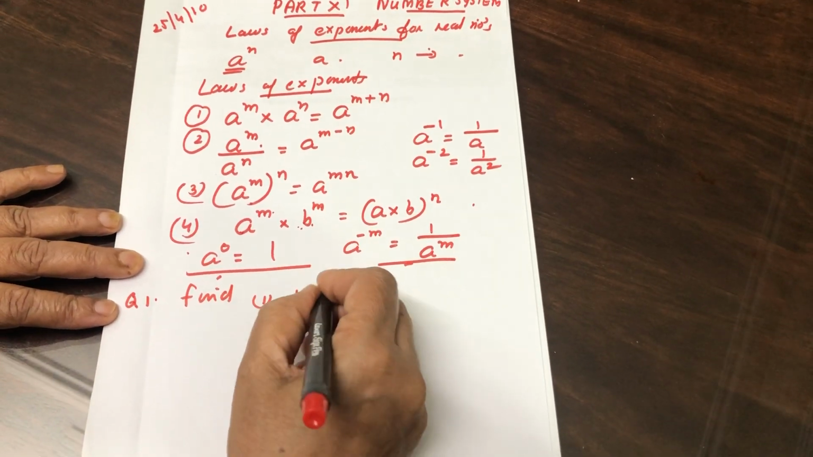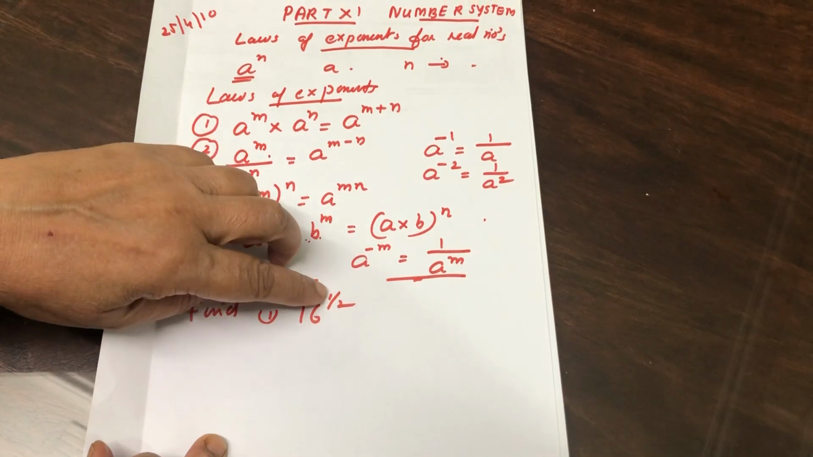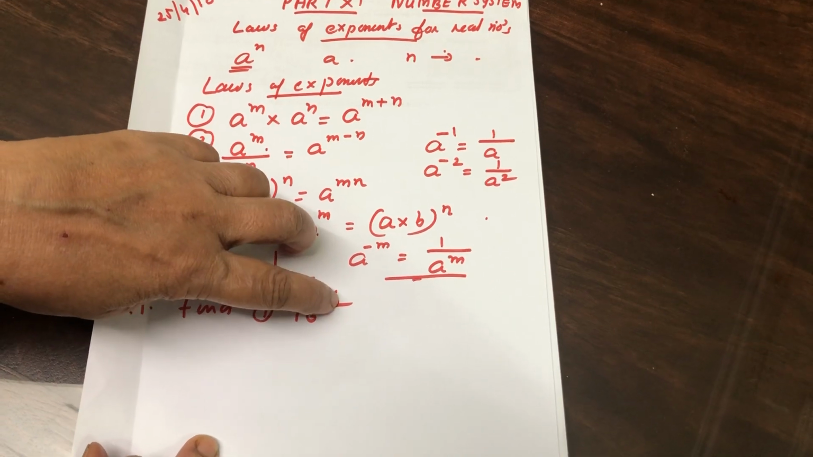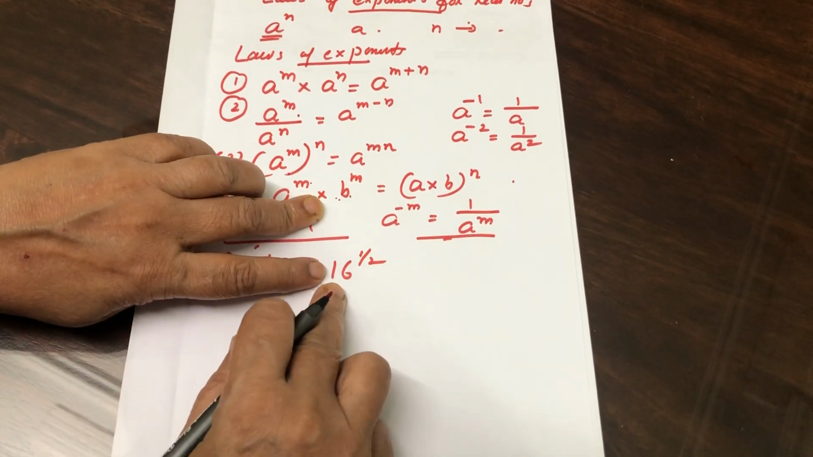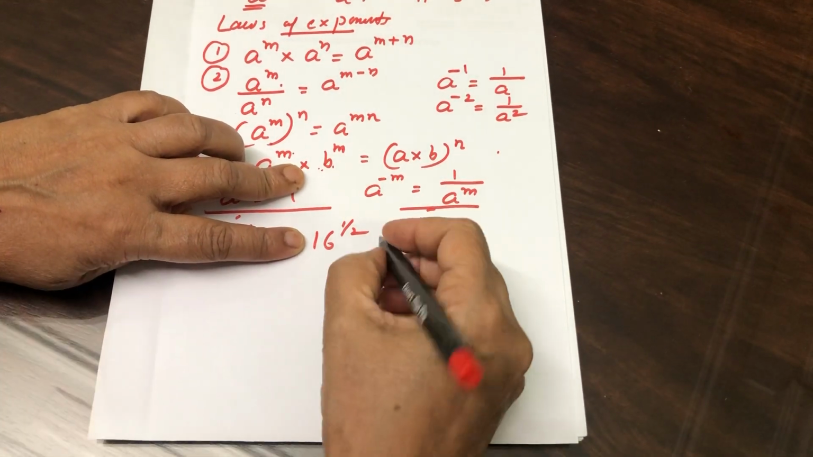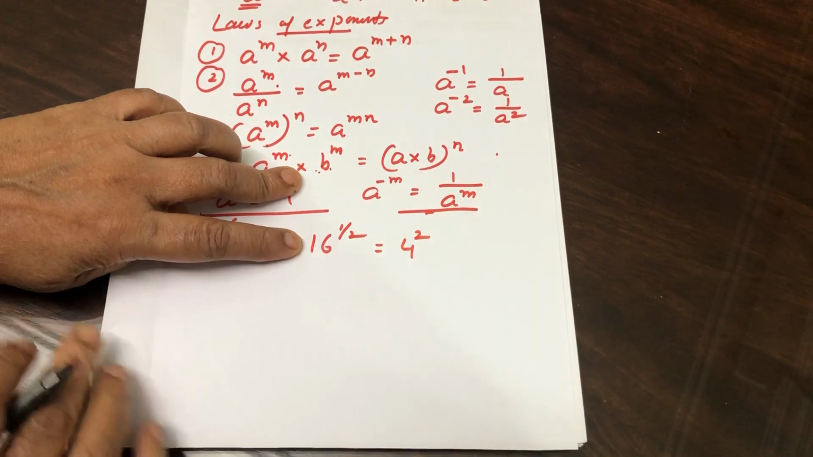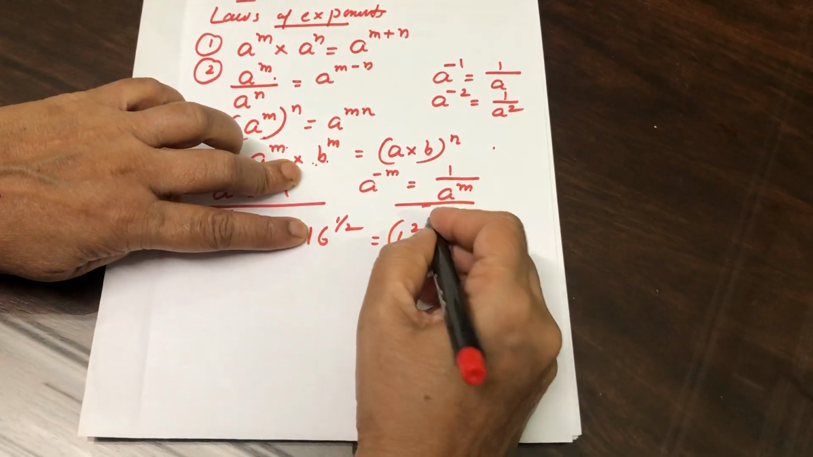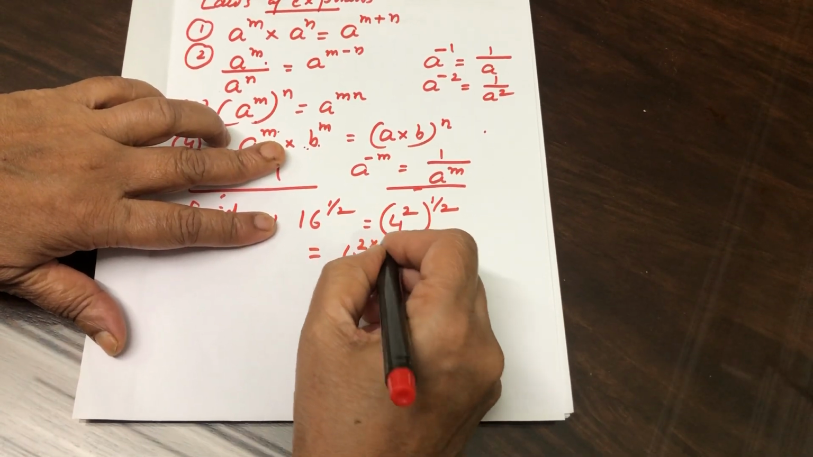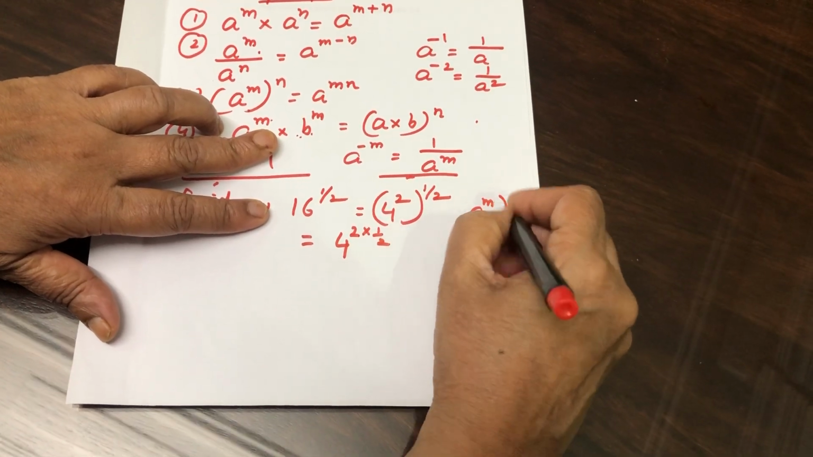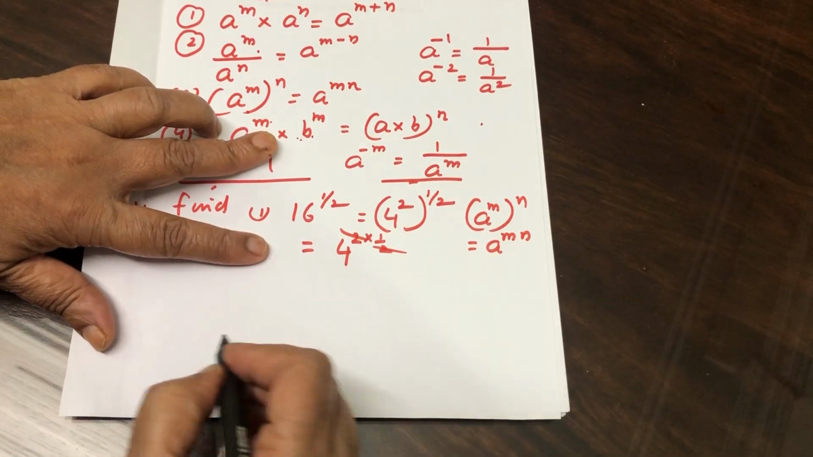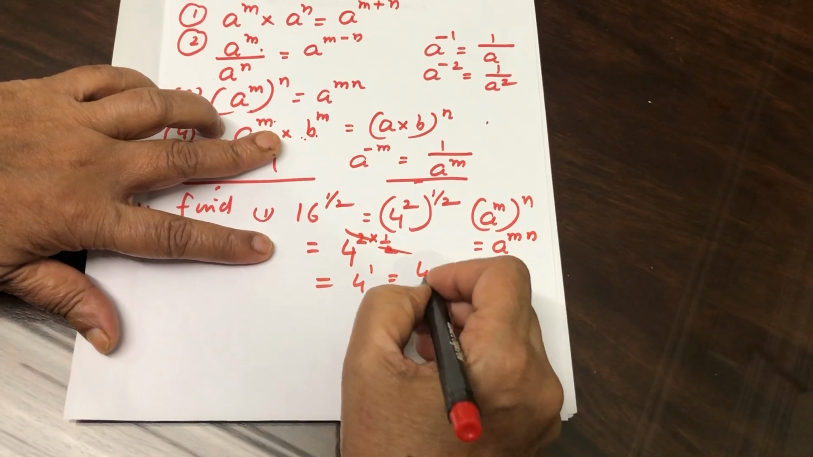first one, 16 raised to 1 by 2. Here the exponent is 1 by 2, and 2 is in the denominator. So if possible, you write this base as a power of 2, therefore you can cancel this 2. You know 4 squared is 16. The whole raised to 1 by 2 can be written as 4 raised to 2 into 1 by 2. a raised to m, the whole raised to n, is a raised to mn. This 2 and 2 can be cancelled, so it is 4 raised to 1. Answer is 4.